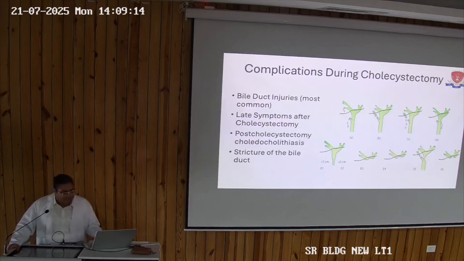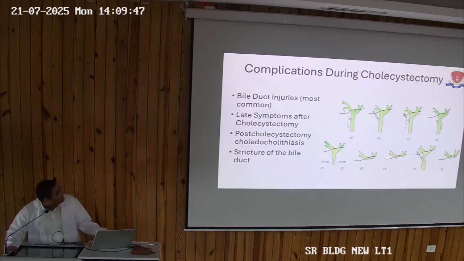And as we move down, in E1, as you can see in this figure, a transected main bile duct with a stricture less than 2 cm from the hilum can be seen. In the E2 figure, as you can see, a transected main bile duct with a stricture more than 2 cm from the hilum. In the E3 figure, we can see a transected main bile duct with a stricture less than 2 cm. In the E4, E4.